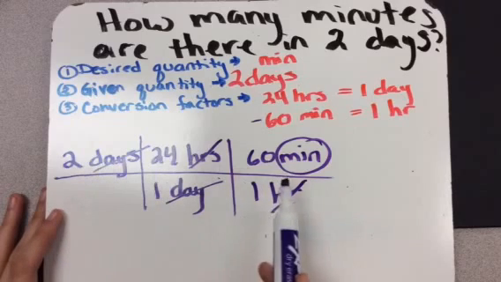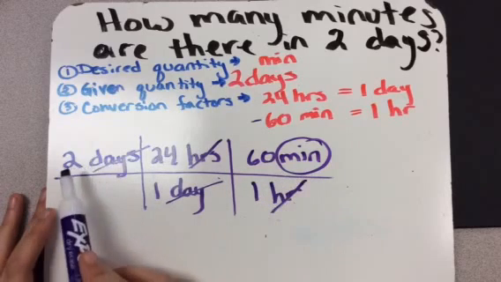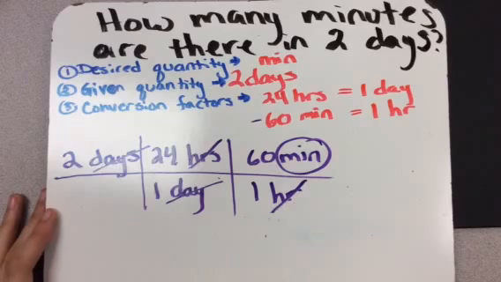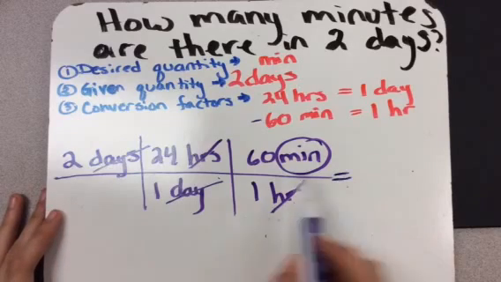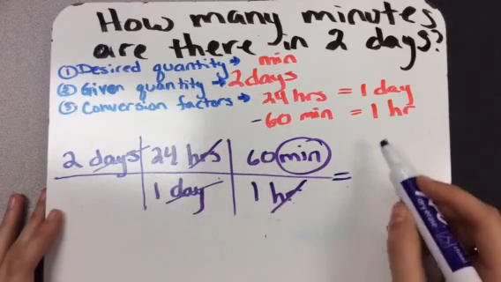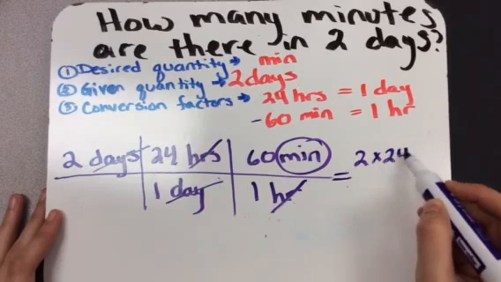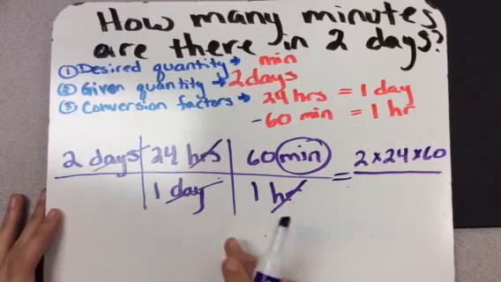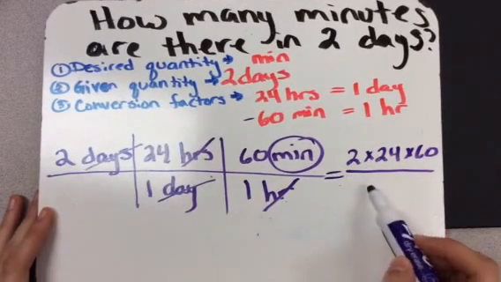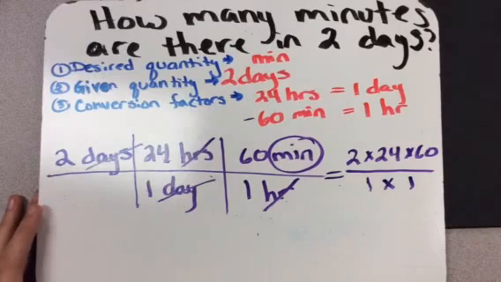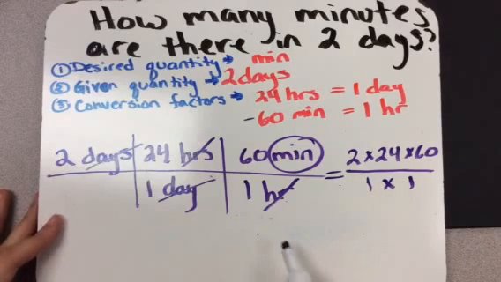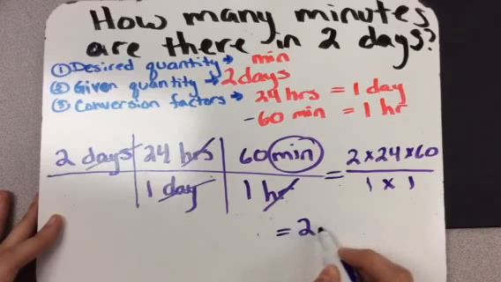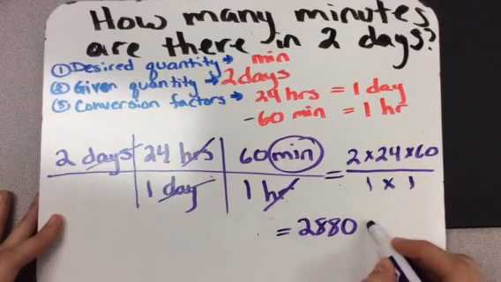Now, all we have left are our desired unit and these numbers that we have to do something with. So we're going to multiply all the numbers on the top: 2 times 24 times 60. And that's going to be divided by all of the numbers at the bottom. Here it's easy because it's only 1 times 1. When you do 2 times 24 times 60, you will get 2,880. Don't forget your unit, that is minutes.